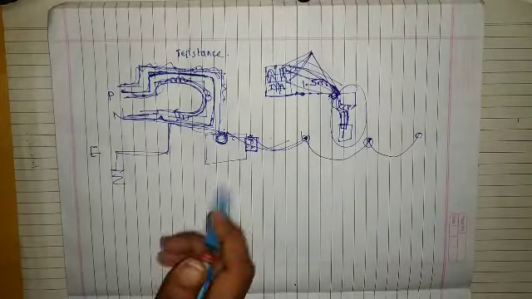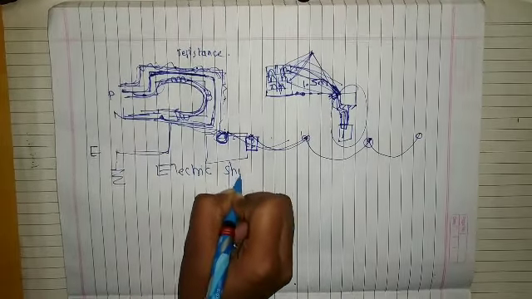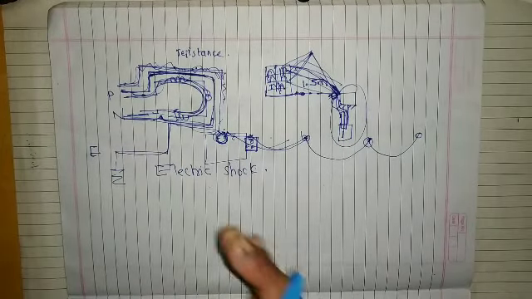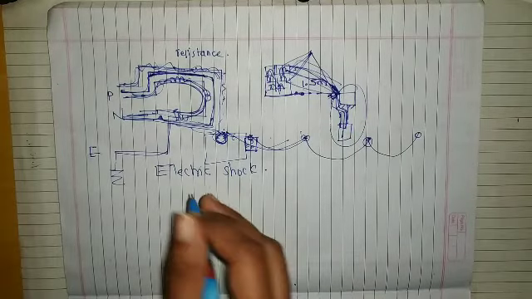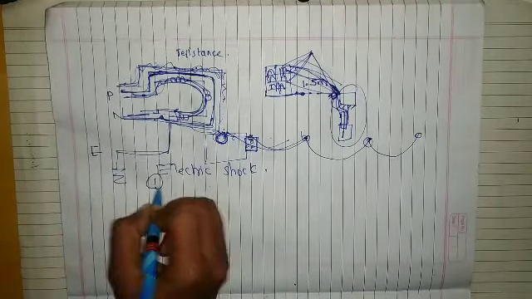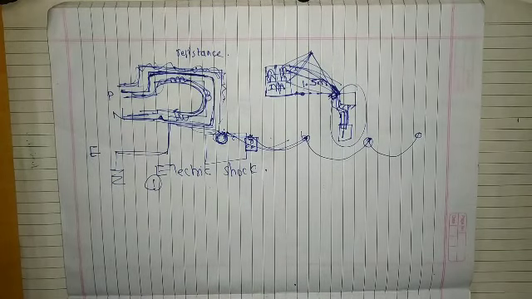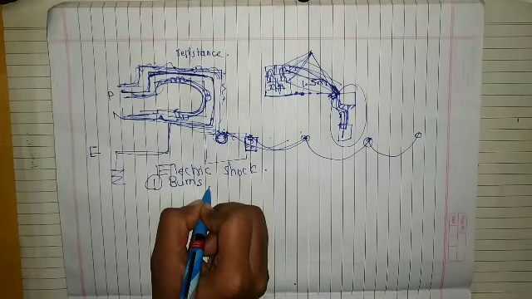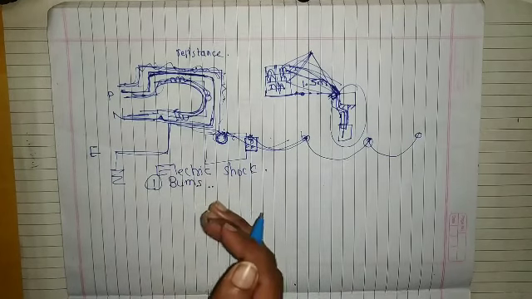Now we will see electric shock, the effect of electric shock on the human body. What happens when the human body gets an electric shock? The first point is overheating or burning of the body. Whenever the human body gets a shock, what happens? The body burns, right? Overheating happens. Overheating or burning of the body.